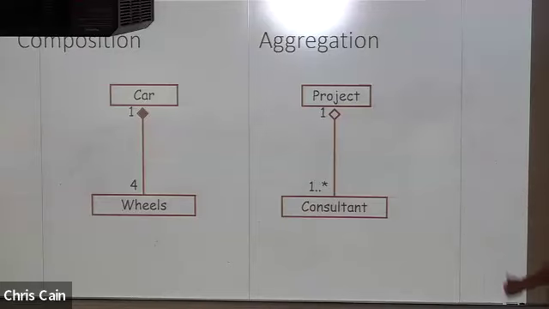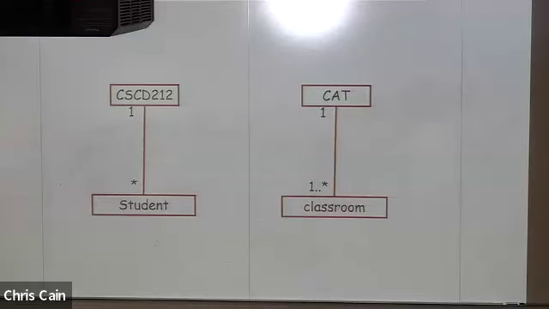Does the car own its wheels? Yes, those wheels cannot be on multiple cars at the same time. Ownership is the easy answer to this. How about this example? We have our class and all of you, and we have this building and its classrooms. Which one is aggregation and which one is composition?